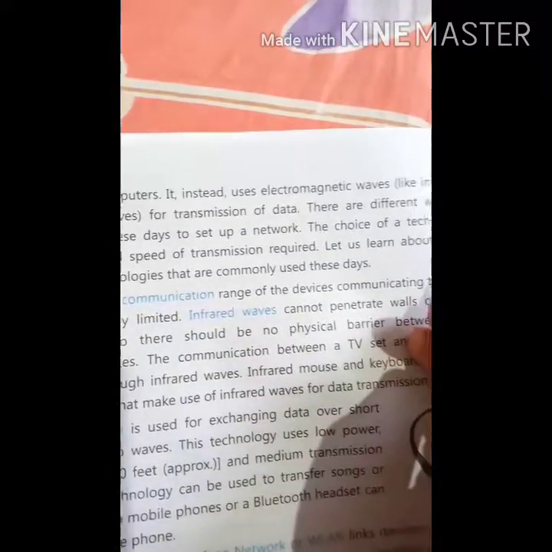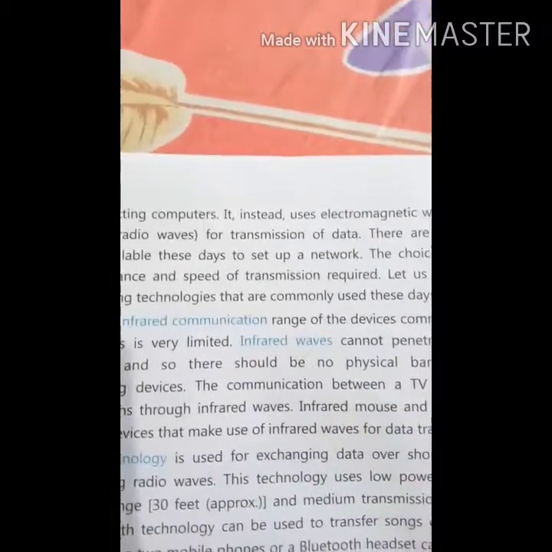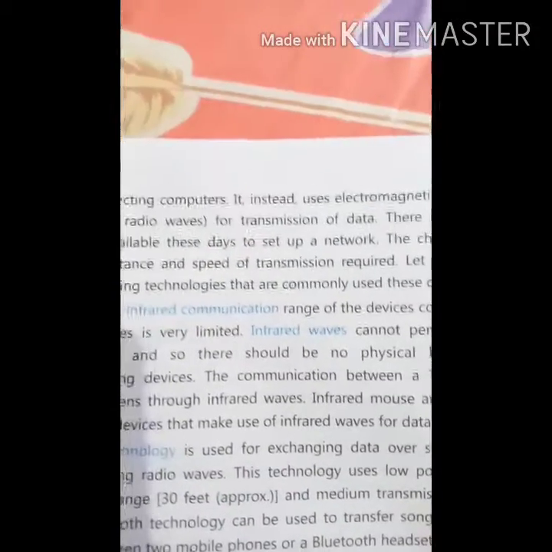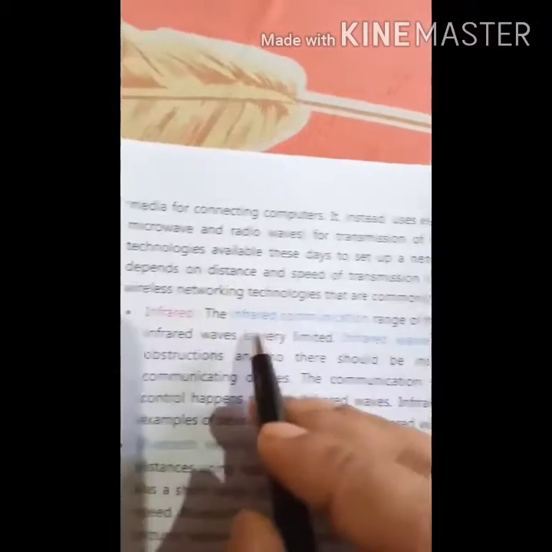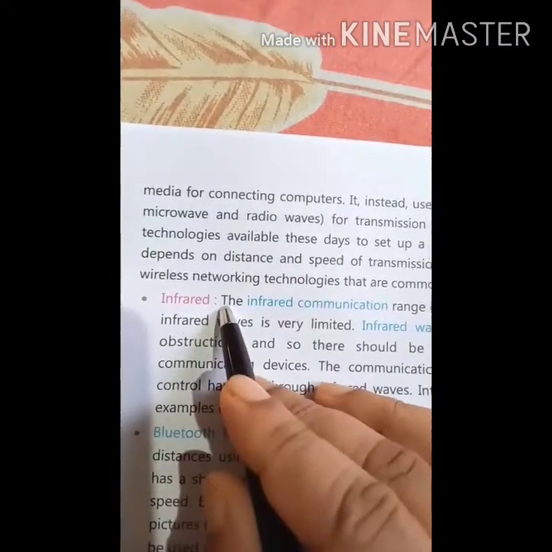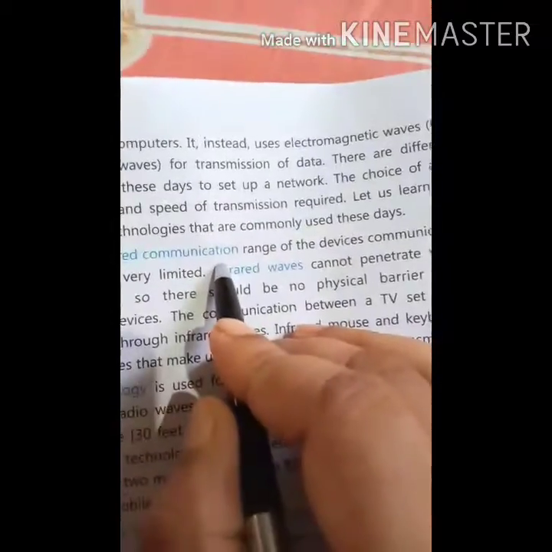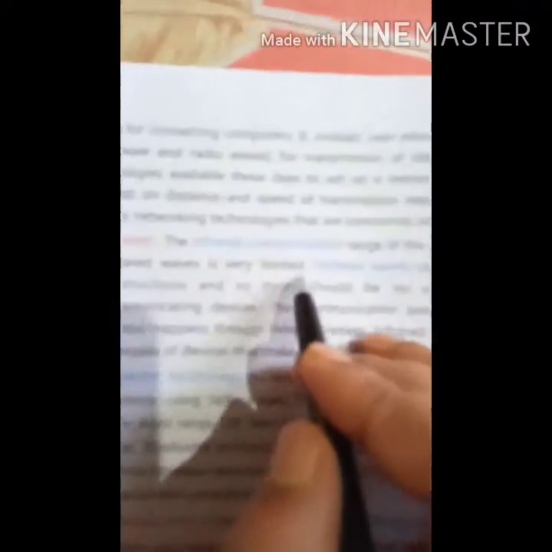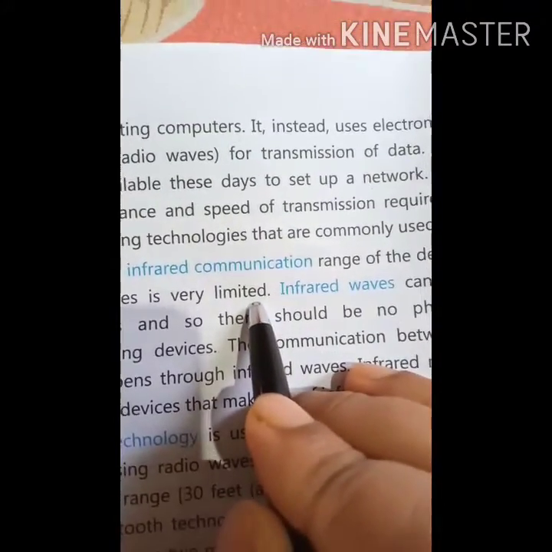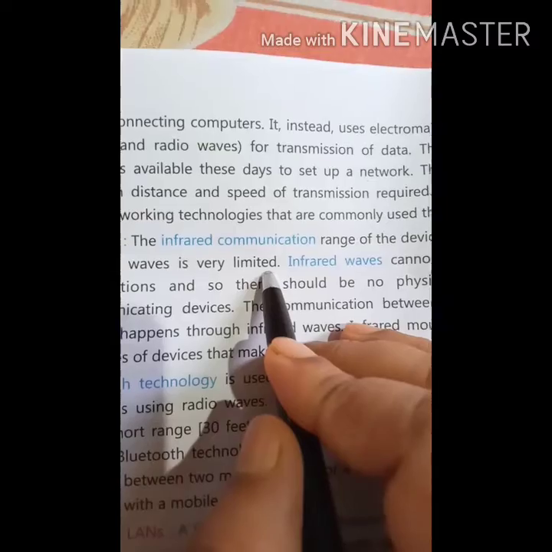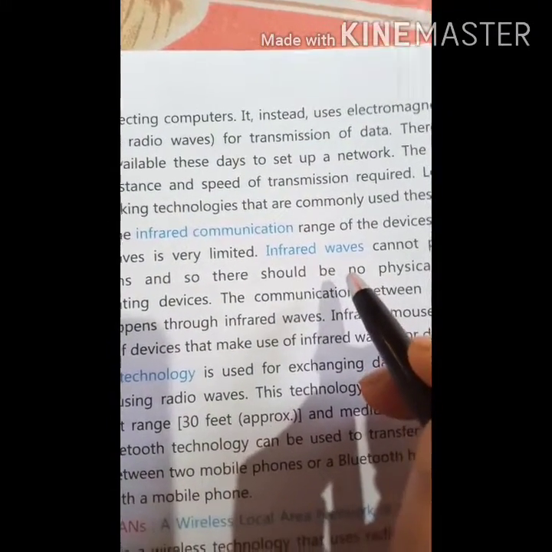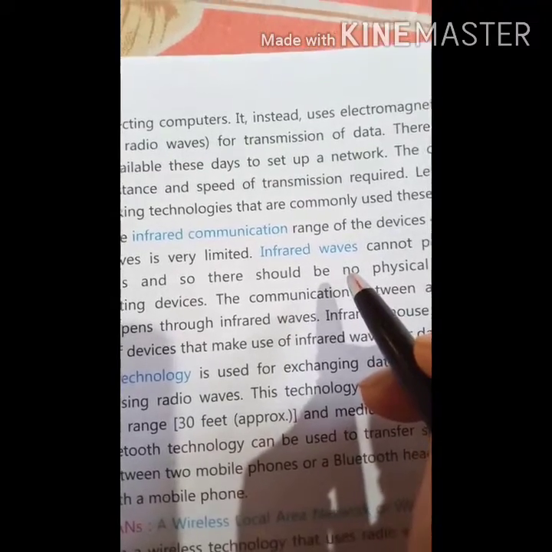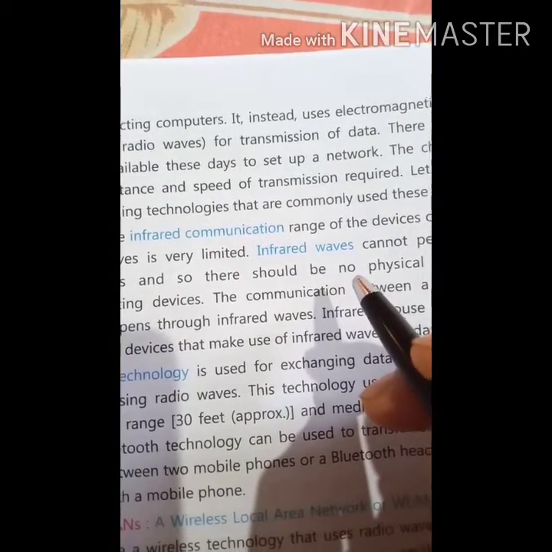So using devices we will learn how to set up a network. So first is infrared communication. The range of a device communicating through infrared waves is very limited. In simple language, infrared communication works if there is no physical barrier in the middle of two devices.